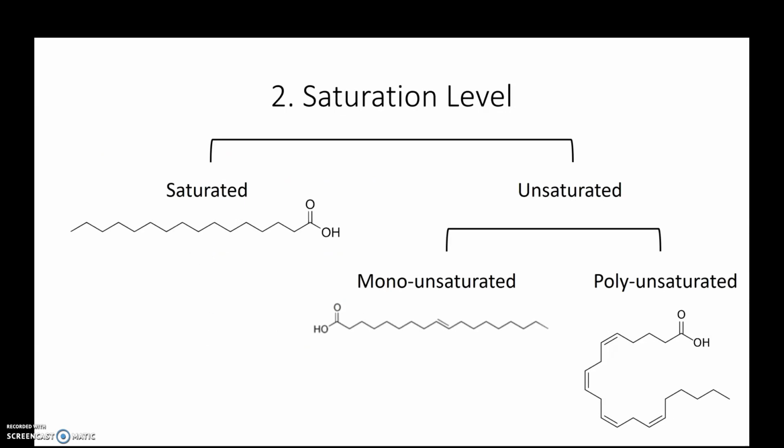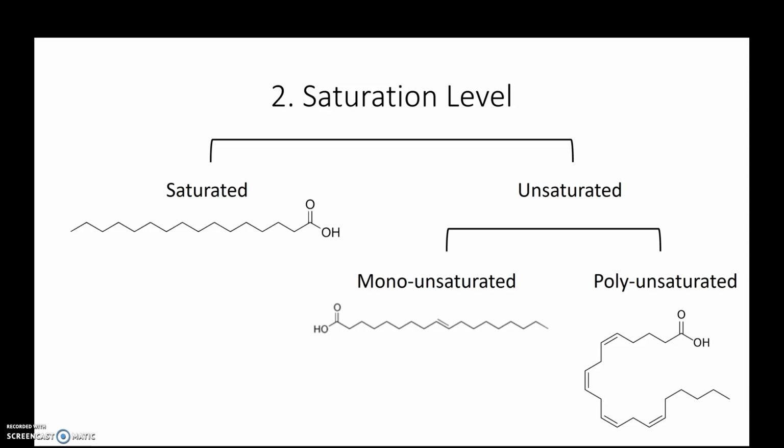In terms of saturation level, we have the saturated fatty acids and unsaturated fatty acids. For the saturated fatty acids, you can see an example on the left-hand side of the screen where the string of carbons attached to the carboxylic group has no double bonds, and that's why they're called saturated fatty acids. For the unsaturated fatty acids, we have 2 different categories: the monounsaturated fatty acids and the polyunsaturated fatty acids.